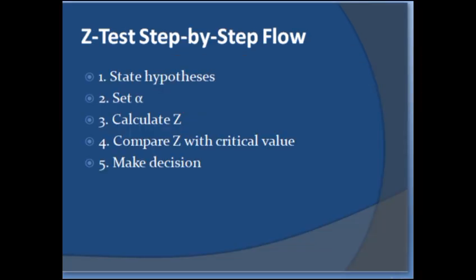Z-test step-by-step procedure or flow. The first step is to set the null hypothesis. Assume no difference. Then set alpha. Usually alpha is 0.05. Then calculate Z using the formula which I have already discussed in the previous slide. Then compare the calculated Z with the table value. And the last step is to make a decision: accept or reject the null hypothesis.